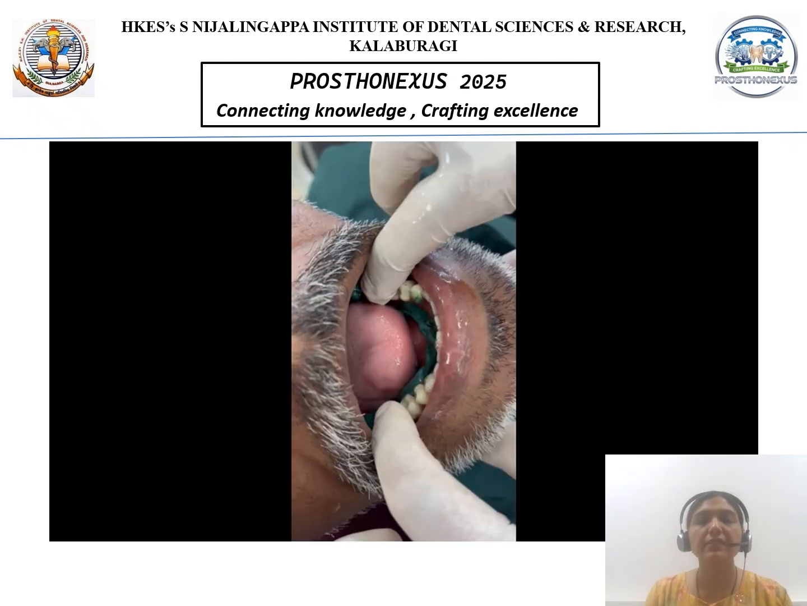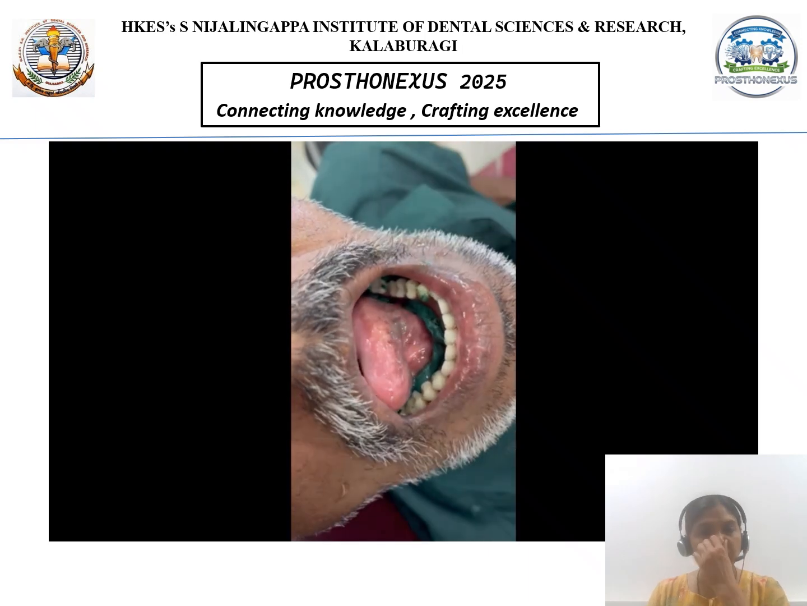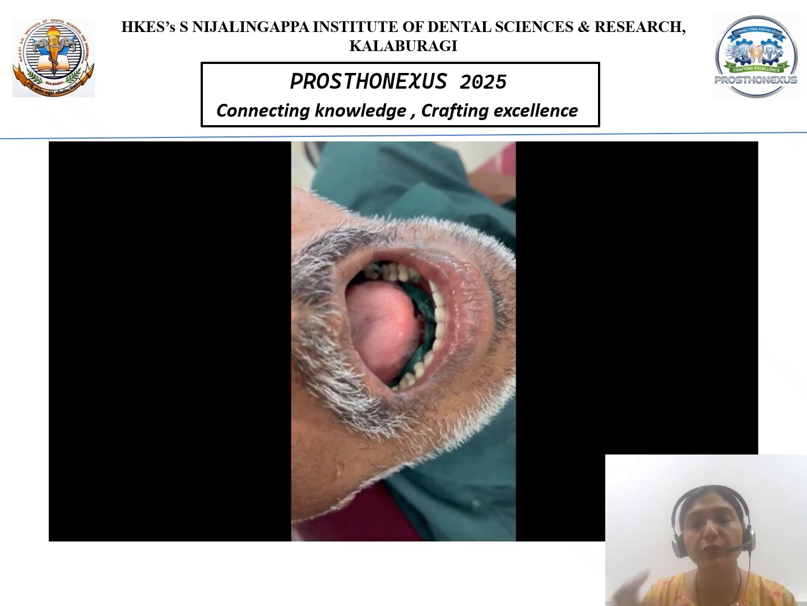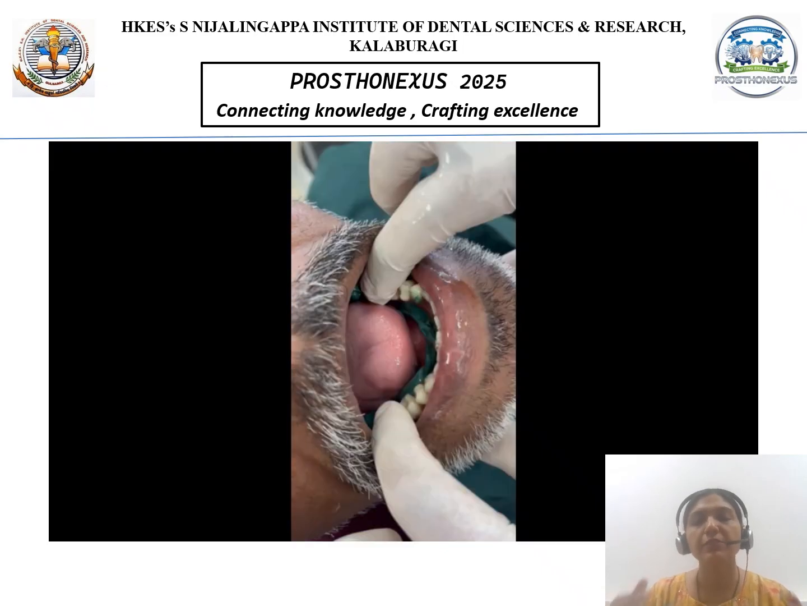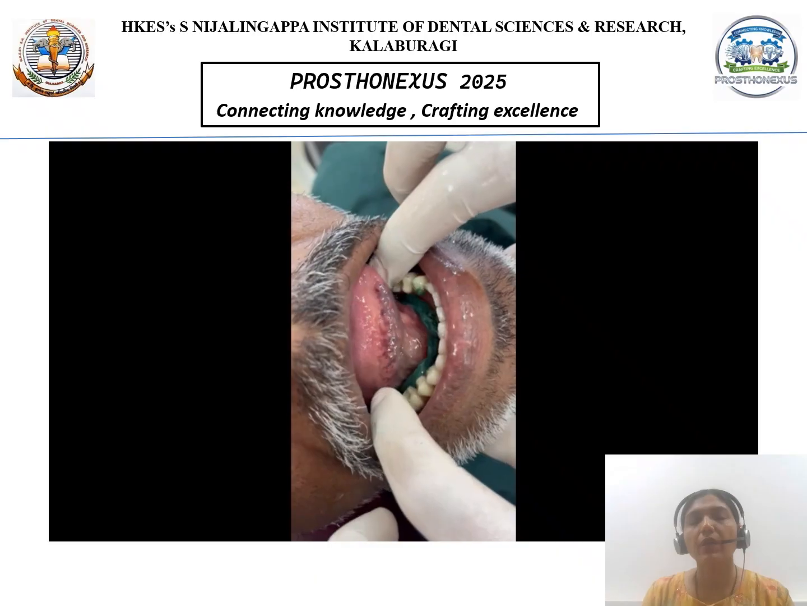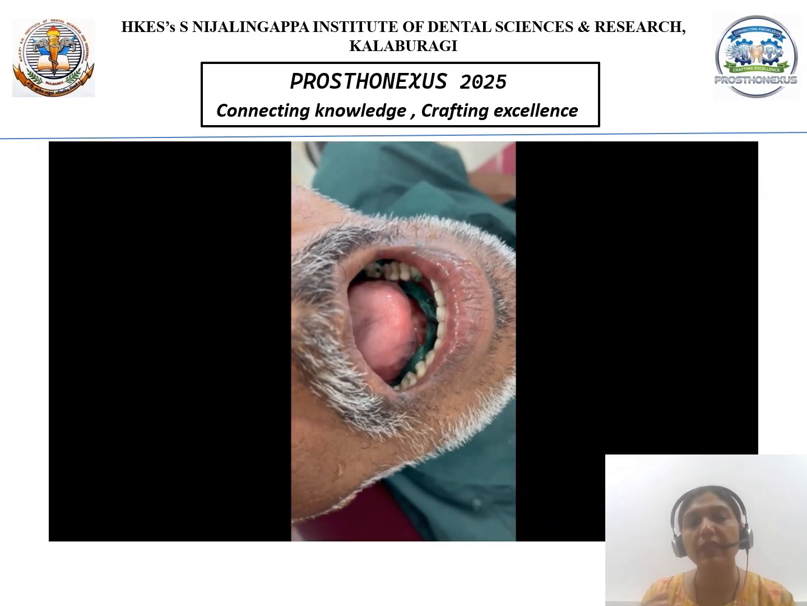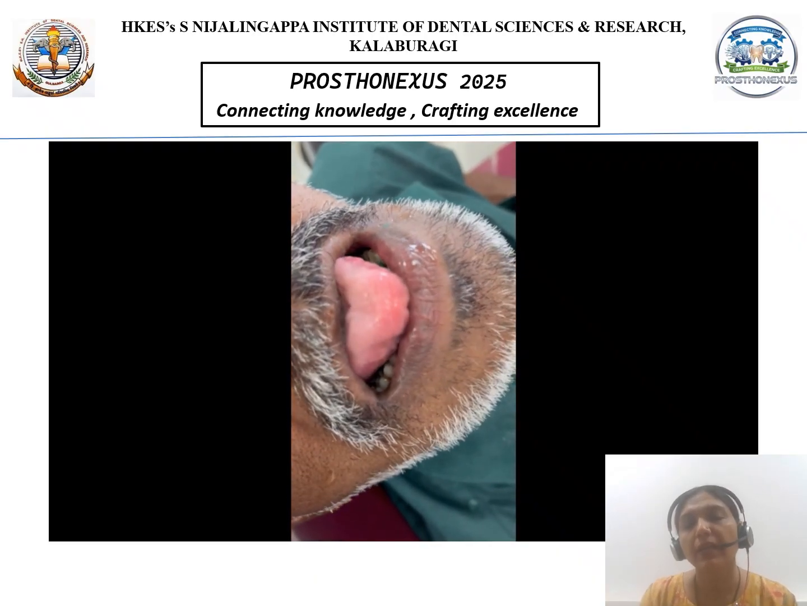Next, here is a case wherein a relining method was followed because there was the complaint of a loose denture. The extensions were not good, or there was some fault in the equalization procedure, because of which the denture was not very retentive. Because it is not retentive, a relining technique was used, wherein border molding was repeated again. Here you can see how the tongue moves and how that area is recorded.